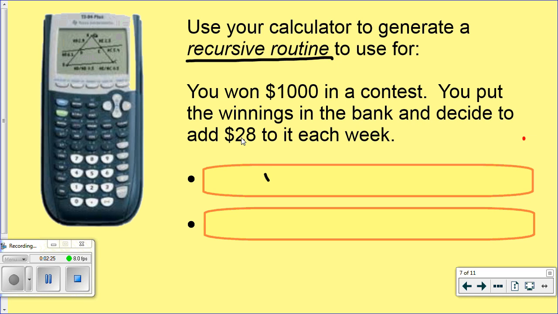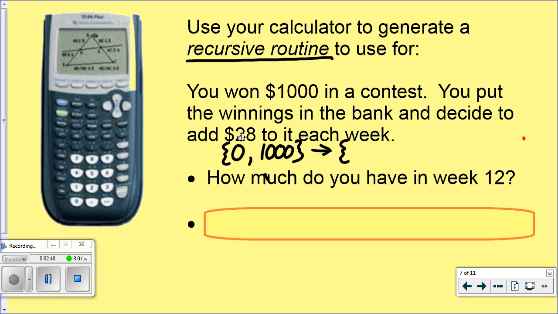All right, so let's take a look at how we can use our calculator to generate recursion for this particular scenario. You win $1,000 in a contest, you put the winnings in the bank, and decide to add $28 to it each week. In other words, at week 0, I have $1,000. I initially win $1,000. What do I want to do from there? Our first question is how much do you have in week 12?